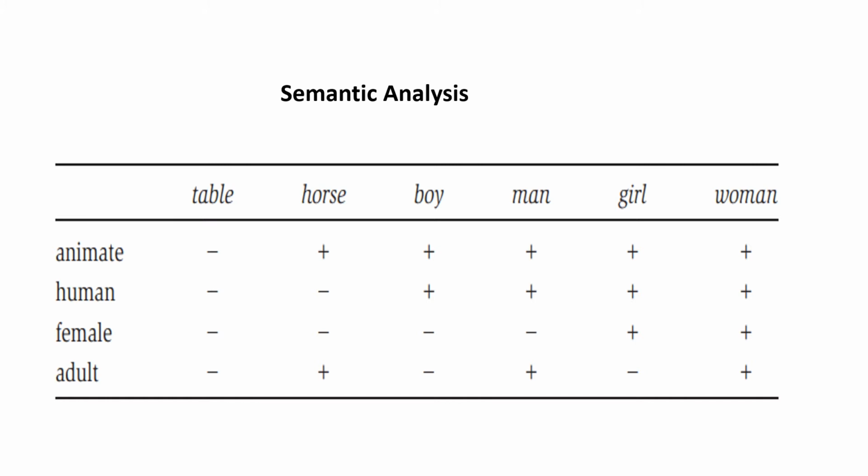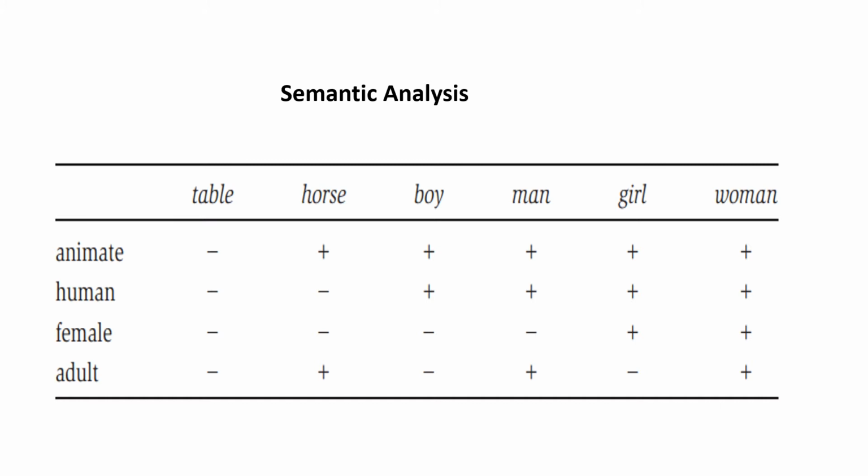Man is animate, alive. Human, yes. Female, no. Adult, yes. Adult person. Girl, animate, yes. Human, yes. Female, yes. Adult, no, not adult, a young girl. Woman, yes, it's animate, alive, human, female, adult.